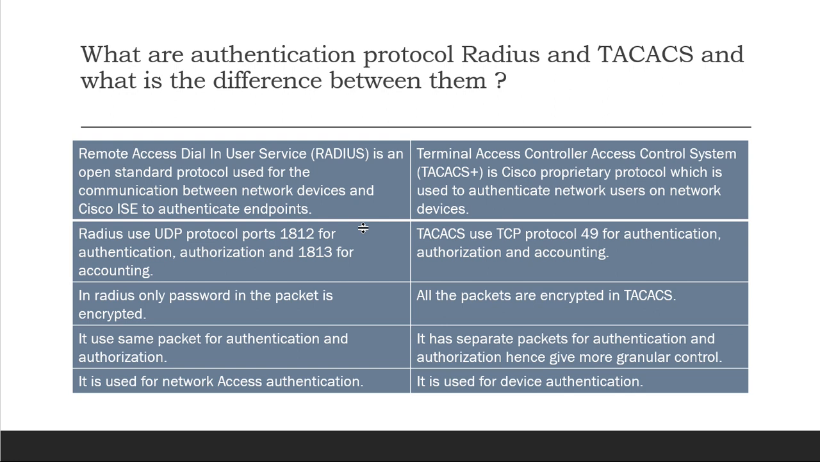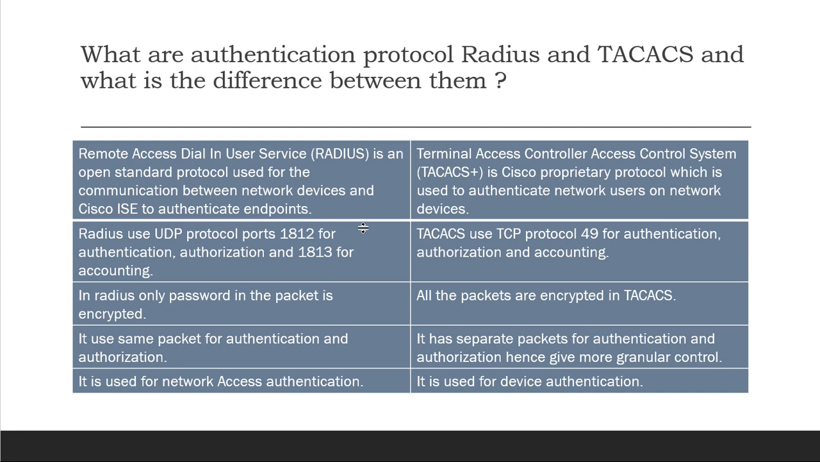RADIUS is an open standard protocol used to communicate between network devices and Cisco ISE to authenticate endpoints. RADIUS uses the UDP protocol, and the ports are 1812 for authentication and authorization, and for accounting it's 1813. RADIUS has legacy ports, which are 1645 for authentication and authorization, and for accounting it's 1646. In RADIUS only the password is encrypted, and the same packet is used for authentication and authorization. It's a very important point that you remember that the same packet is used for authentication and authorization.